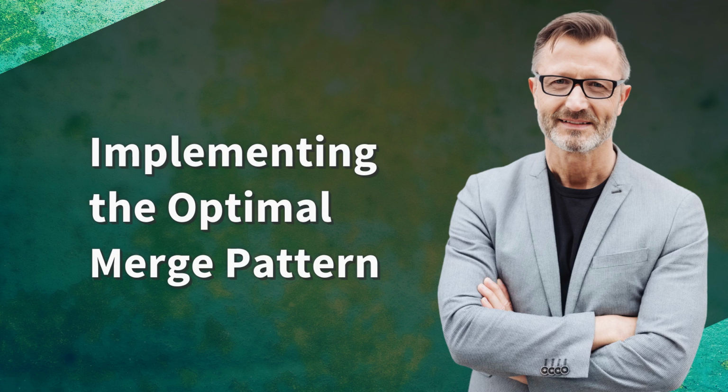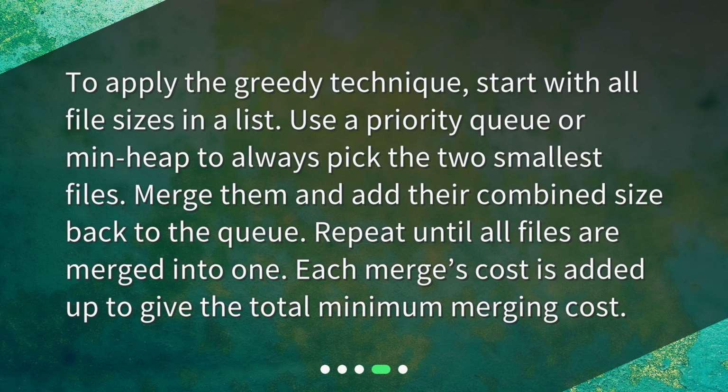Implementing the optimal merge pattern. To apply the greedy technique, start with all file sizes in a list. Use a priority queue or min heap to always pick the two smallest files. Merge them and add their combined size back to the queue. Repeat until all files are merged into one. Each merge's cost is added up to give the total minimum merging cost.